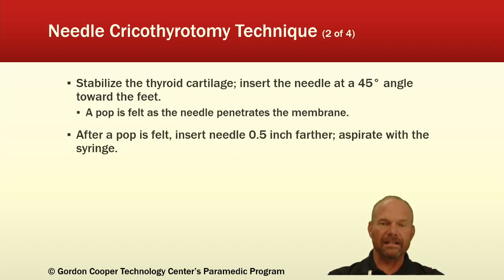So stabilize that cartilage with your non-dominant hand to keep the anatomy steady. Then you'll insert the needle attached to the syringe to the midline of the cricothyroid membrane at a 45-degree angle towards the feet. So advance the needle once you feel a pop, so kind of indicating entry into the trachea. Advance the needle an additional 1/2 inch or about 1 centimeter to ensure proper placement. And aspirate to confirm placement. Evaluate for incorrect placement.